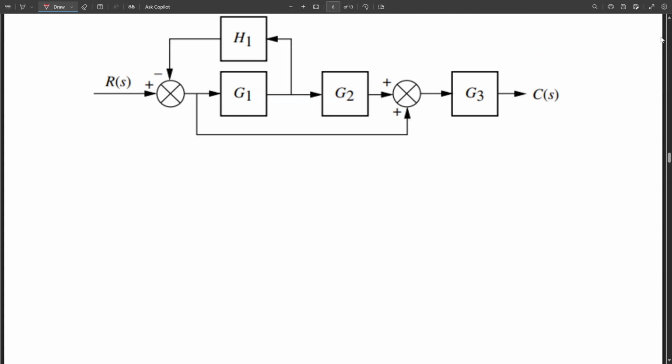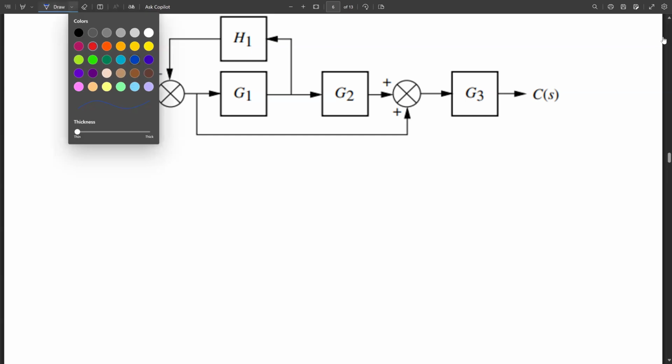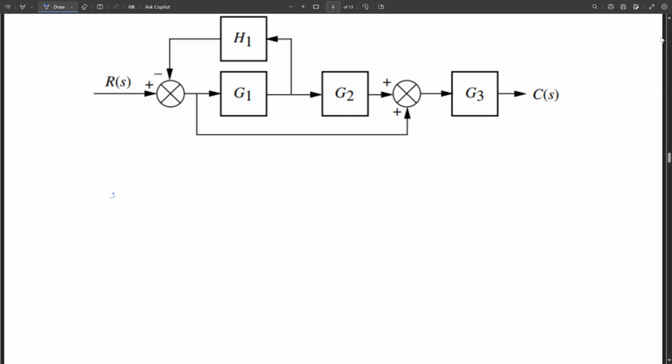The lights went out, so everything is gone. Okay, so this is what we had. It looks something like this: R(s), 1, G1.